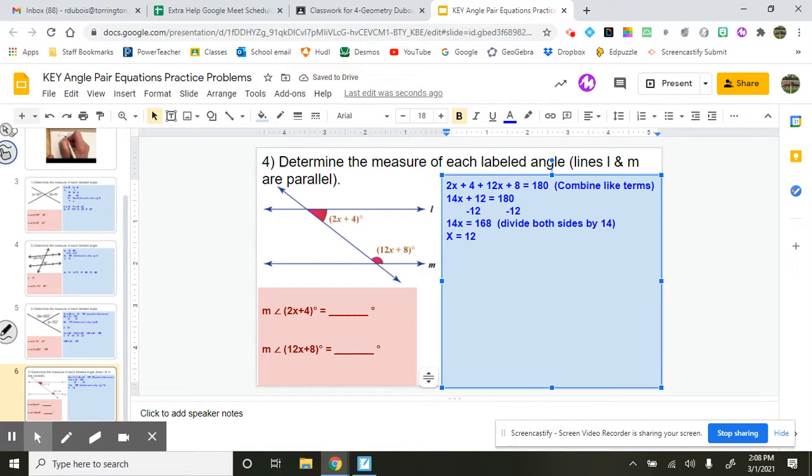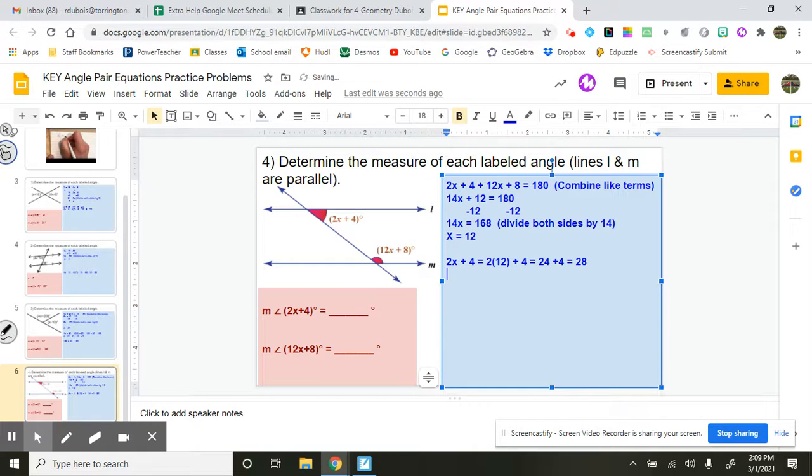So now that we know what x is, we can substitute that value into each angle measure expression. So 2x plus 4 becomes 2 times, it's no longer an unknown number, it's 12. So it becomes 2 times 12 plus 4. Well, 2 times 12 is 24. 24 plus 4. So that's a 28-degree angle.